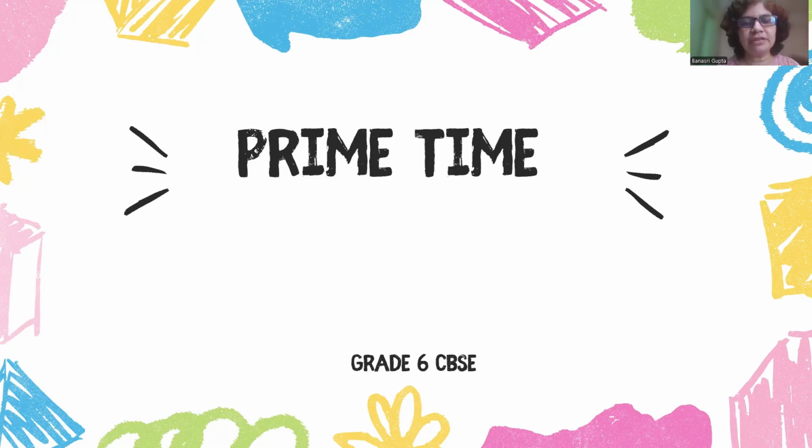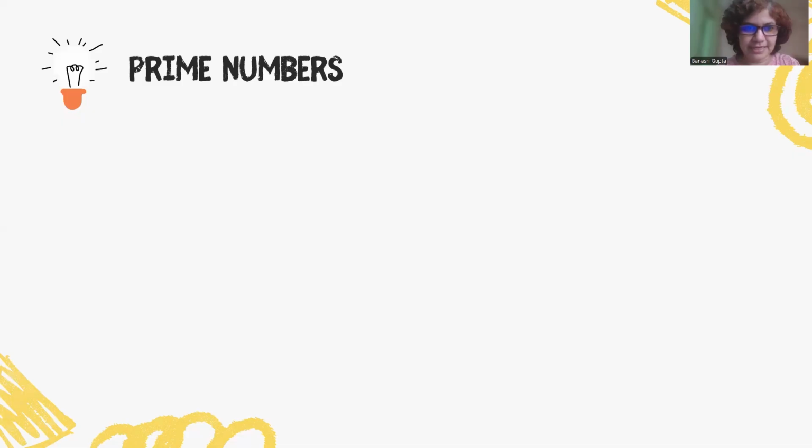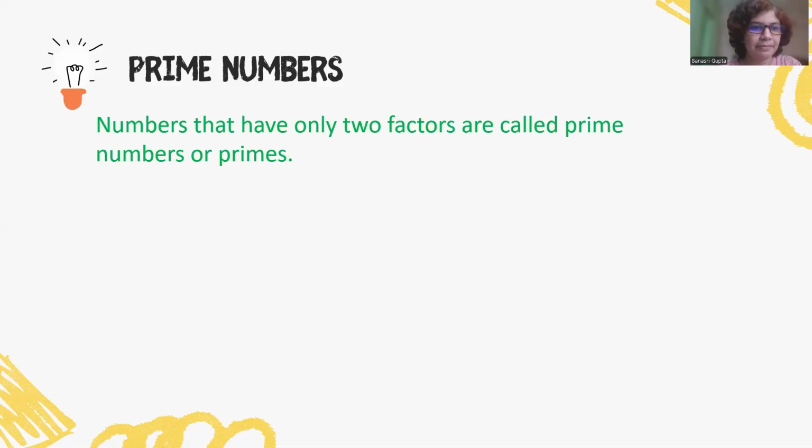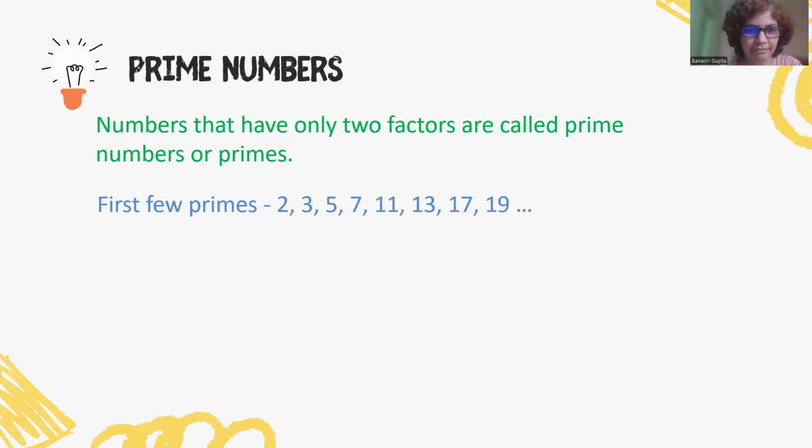So as we have covered factors and multiples, it's time to delve into the prime numbers. So let's get started. What are prime numbers? Prime numbers are those numbers that have only two factors. First few prime numbers are 2, 3, 5, 7, 11, 13, 17, 19, etc.